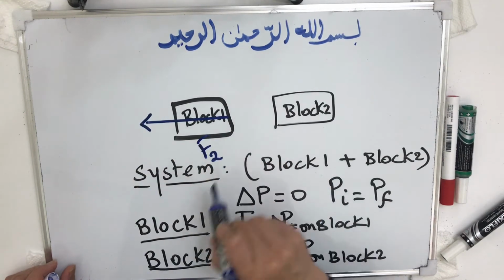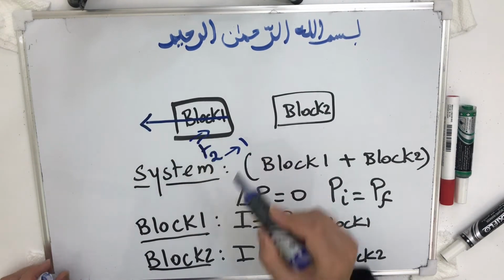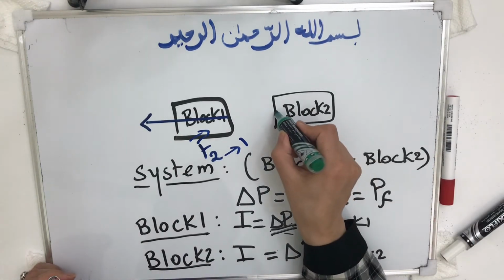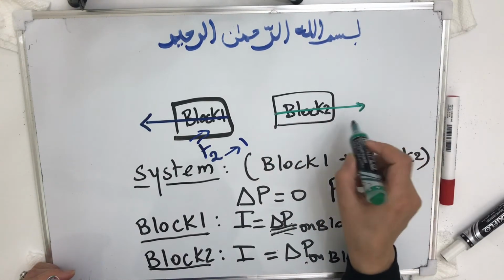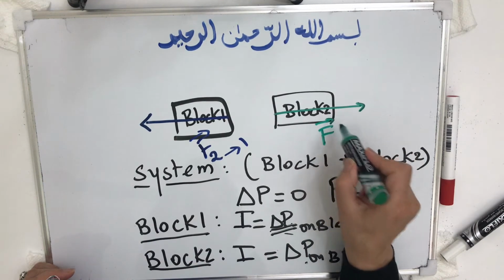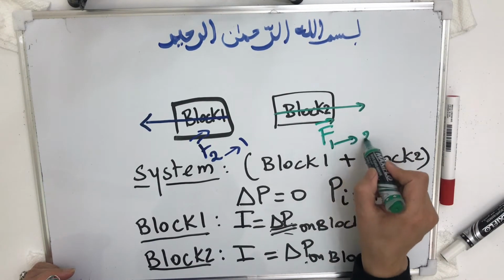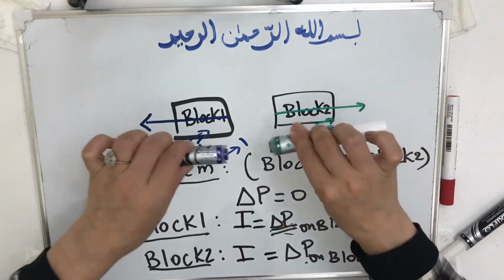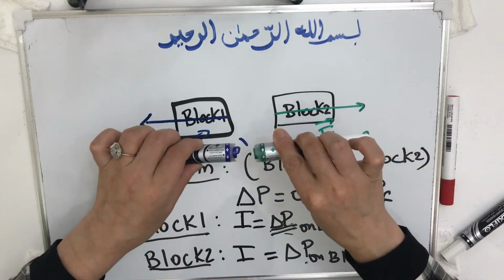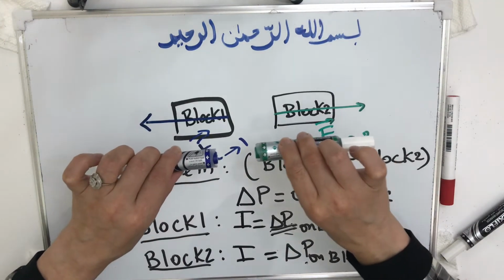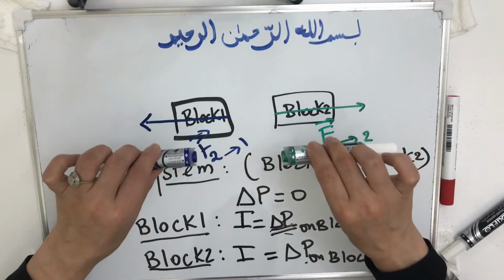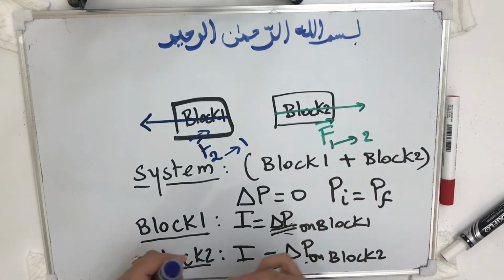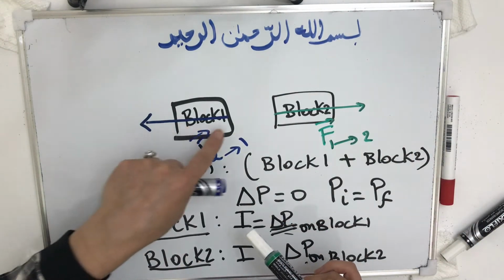Block 2 will be acting on block 1 by this force. So this force is from 2 on 1. And block 1 will be acting on block 2 with a force of the same magnitude, but in the opposite direction. So this is what's happening here. These two forces are equal in magnitude, but they are opposite in direction, and that's why we call them an action-reaction pair.